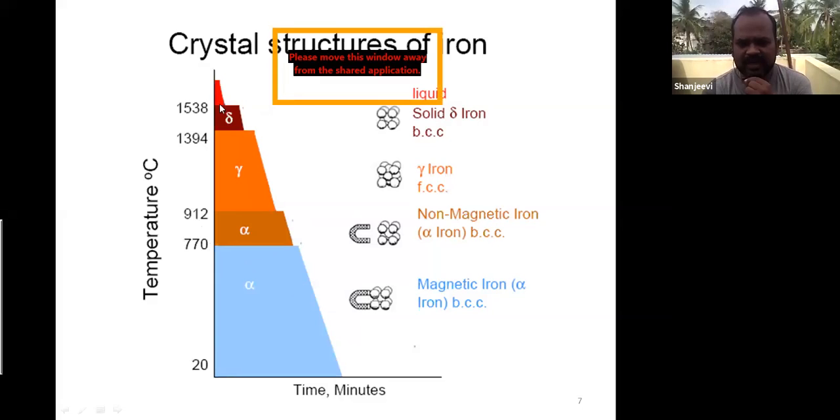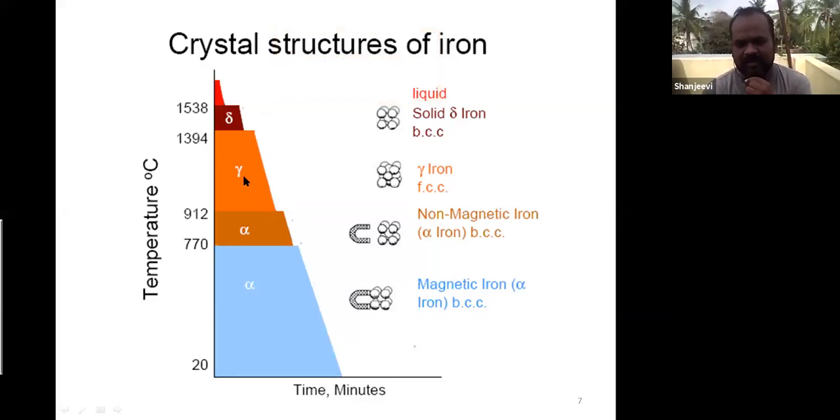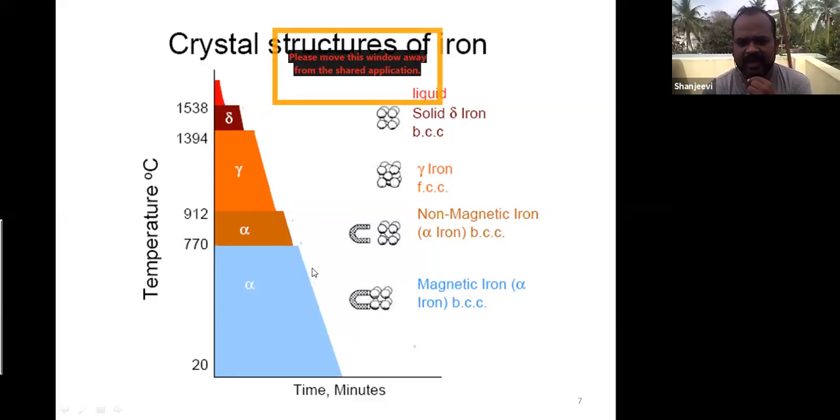So the liquid decreases at 1539. Now you can see formation of delta iron. When it further decreases, at 1395 to 912 we can see the gamma phase. Gamma phase means austenite iron. Then further decreasing, from 912 to 770, alpha ferrite formation will come. This is non-magnetic body-centered cubic, and further decreasing to 770 and below, we can see it becomes magnetic. So this is the cooling curve of pure iron. This is the important thing, and that's why I described this one. This is basically carried out with a drawing of time on the x-axis, with respect to temperature.